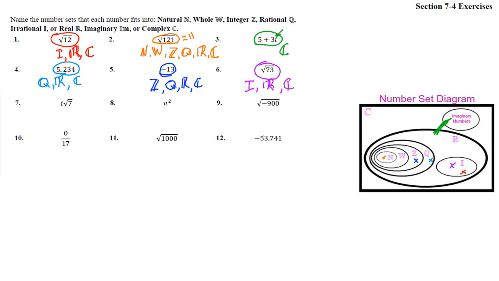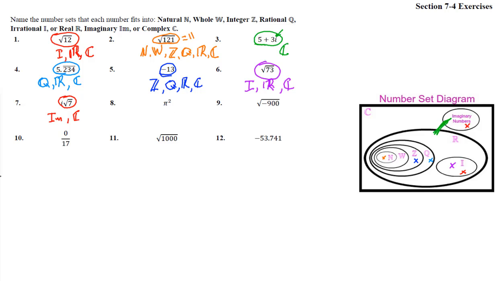Okay, number 7. i square root of 7. So this right here is a purely imaginary number. There's not a real component like on number 3. It is just imaginary. So it's not even in the real numbers. So it's none of these guys right here. It is squarely there, which is part of the complex numbers.